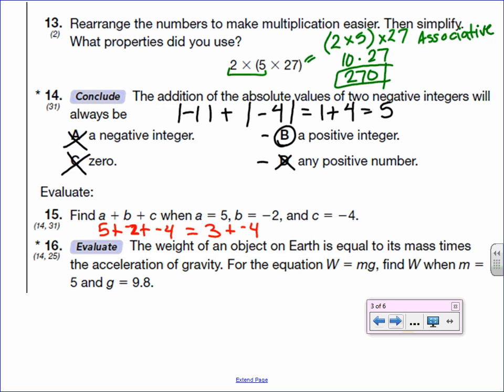And then I still have plus negative 4. And these also have different signs. So 4 minus 3 is 1. And the sign of the higher number is negative, because 4 is the higher number here. So my answer is negative 1.